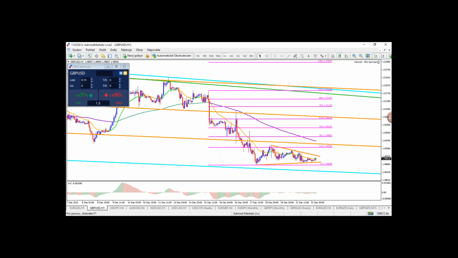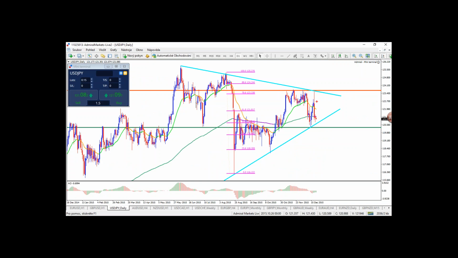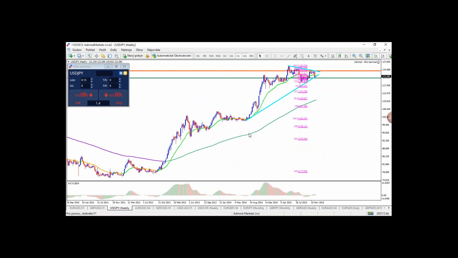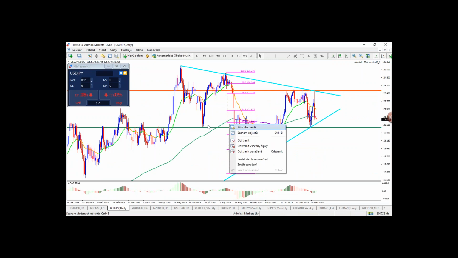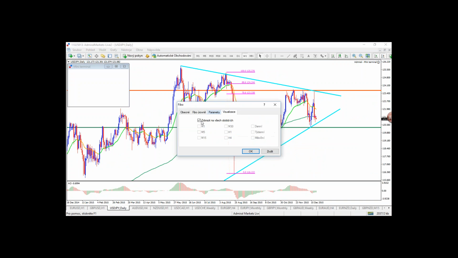Dollar yen is in a big consolidation, and with resistance and support nearby, these blue lines really indicate that triangle. And if it does break support, it could be a big thing, because in that case... one second. Let me put this fib on the daily chart only.